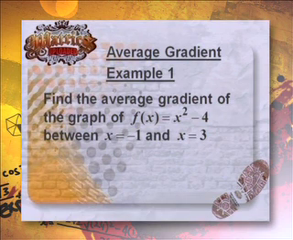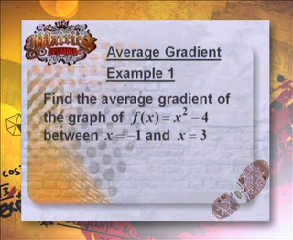Generate a general formula and then come up with probably one of the greatest discoveries, the Newtonian discovery of first principles. I think it's amazing. Let's read an example quickly. Find the average gradient of the graph of x squared minus 4 between x is negative 1 and x is 3.